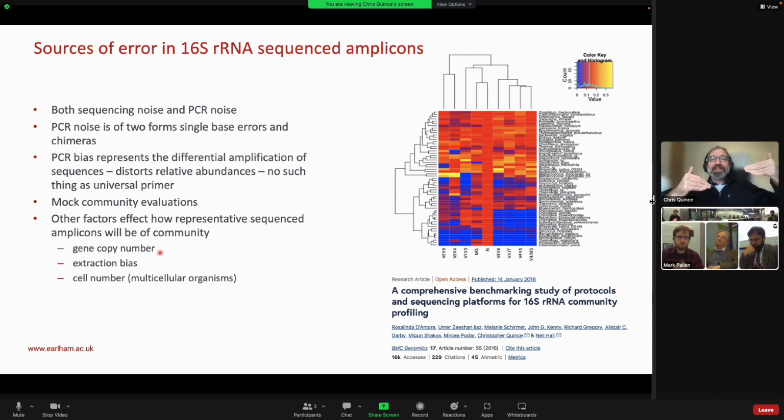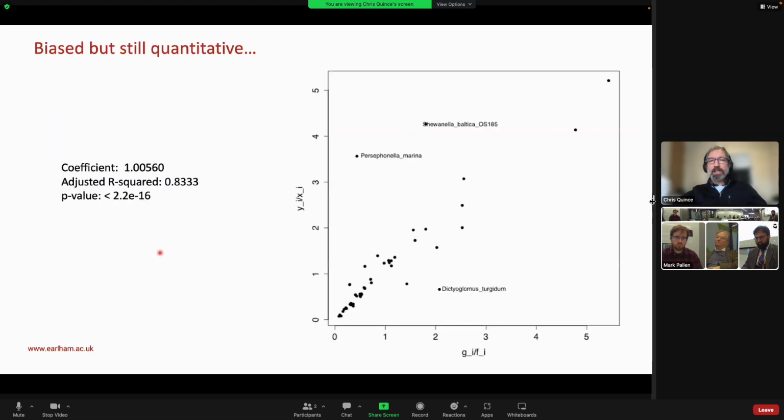Because you know it is such a biased reflection of your community. Okay, but actually that doesn't matter for a lot of the purposes that you actually want to use 16S sequencing for. And the reason is because although it's biased, it's still quantitative, and I'll explain exactly what I mean by that. So this is taken from our example from mock communities that we were looking at.